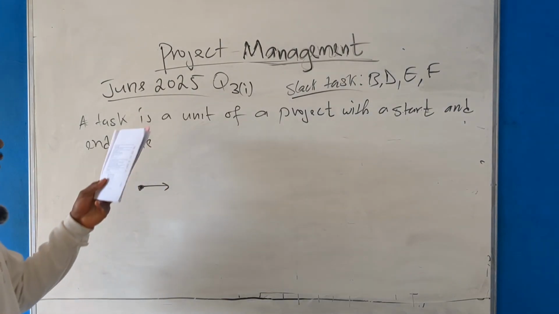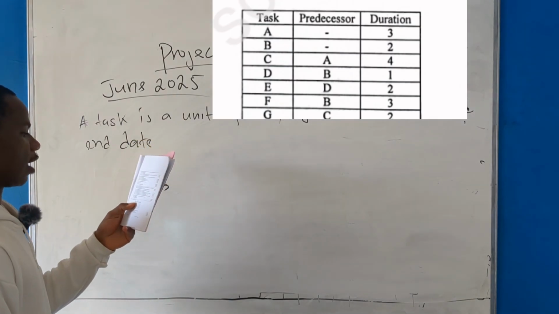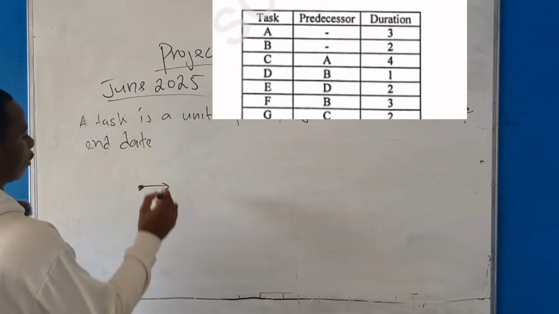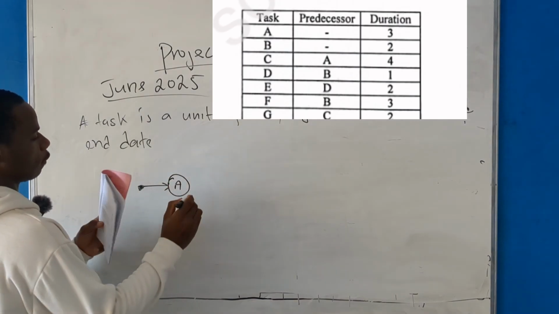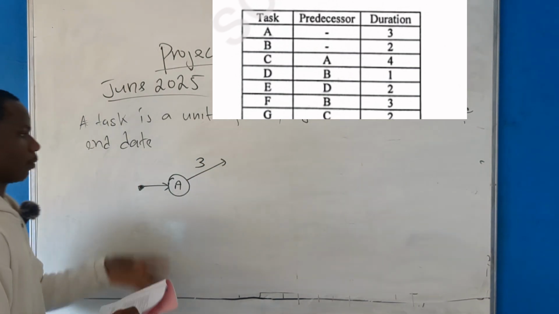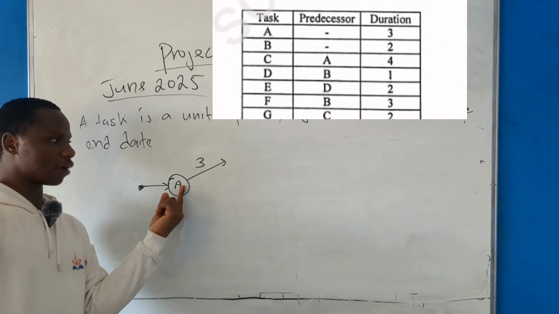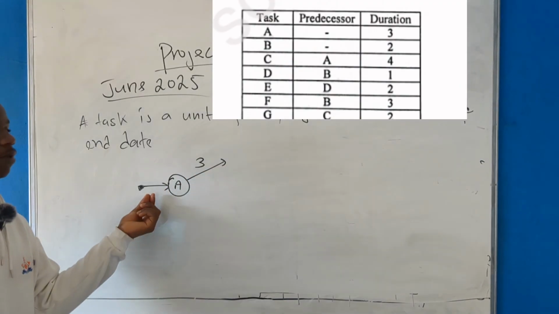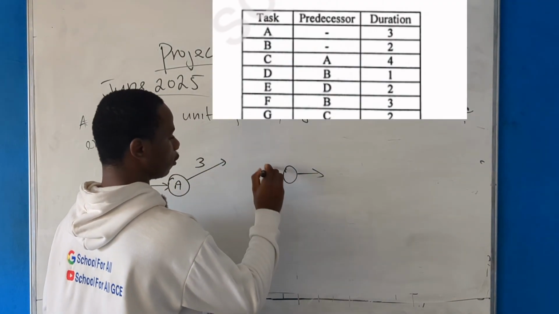Now let us start. From the project description, task A: is task A having any predecessor? No. So task A is at the level of the starting point, you draw your A here. And the duration of task A, you draw your line, you write, the duration is what? 3. So remember that the duration is represented by the arrow starting from the task going forward, not the arrow behind. Because some students, if they draw something like this, they put 3 here.